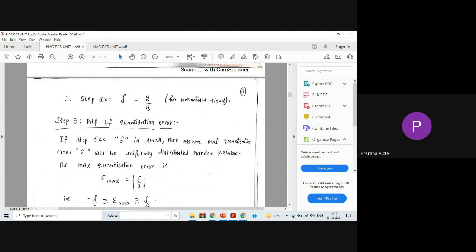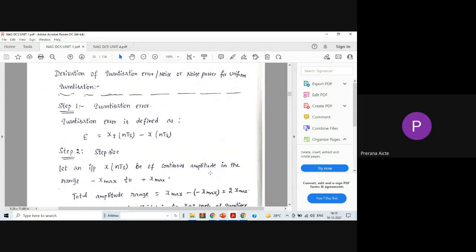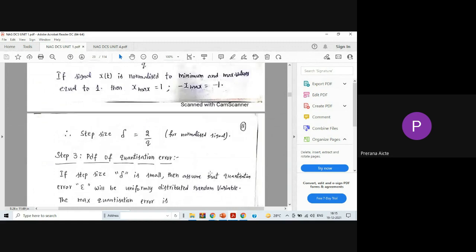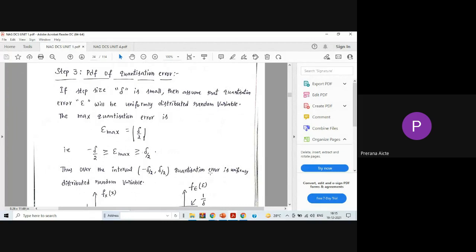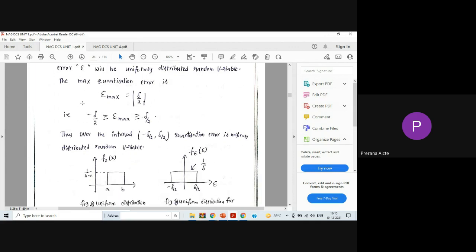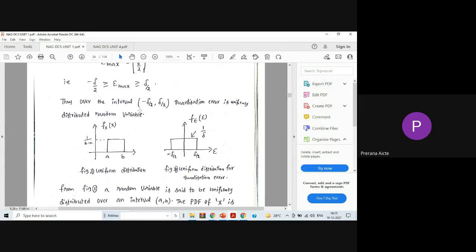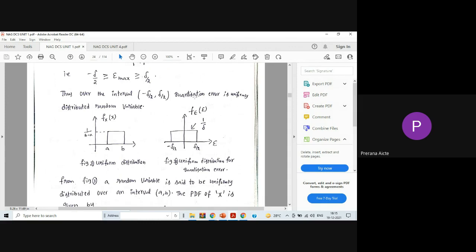Okay. So till now we have defined quantization error, then step size. Now we need to define the probability density function of quantization error. For that, let's assume the step size is small and the quantization error is a uniformly distributed random variable, then we define the maximum quantization error as e max equals modulus of delta by 2. Okay. So see here, the quantization error is a uniformly distributed random variable. So first we have to draw the uniform distribution.